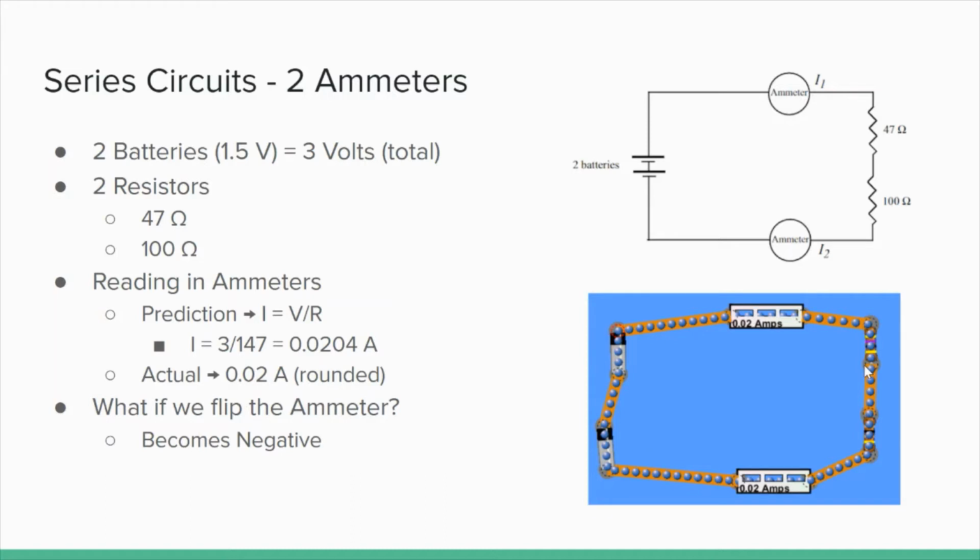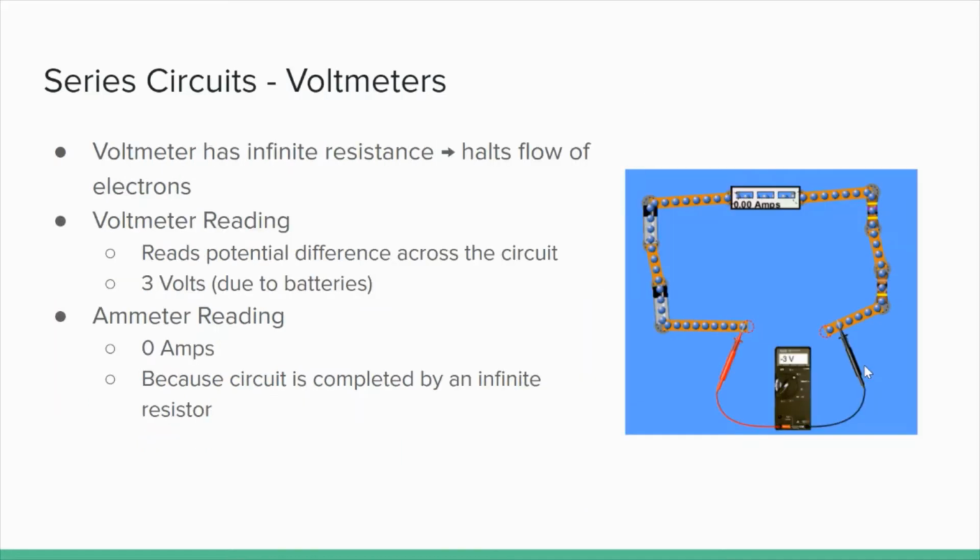Now, what if we flip the ammeter? We would just notice that the current calculated would become negative.